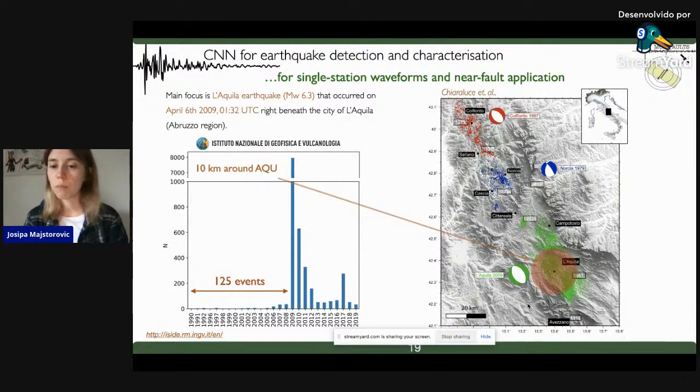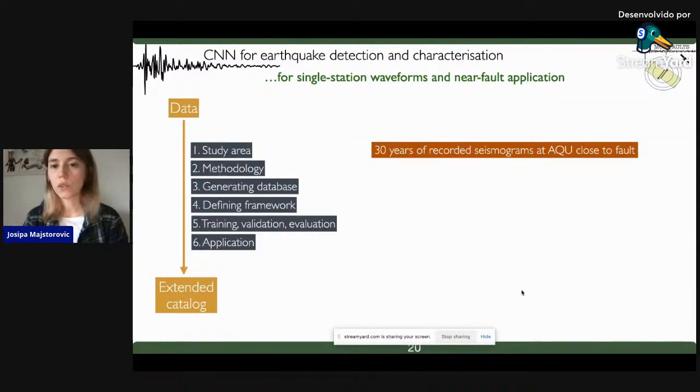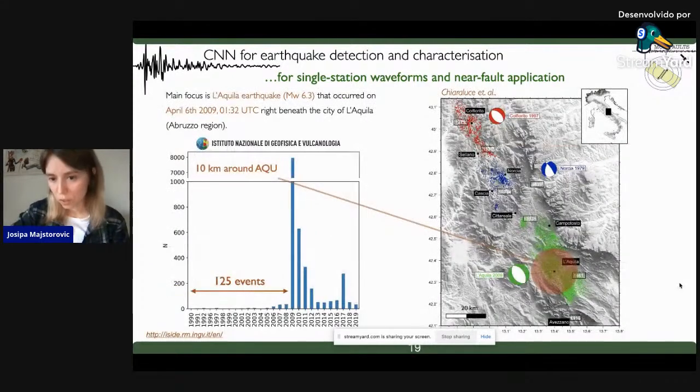define a model, to design a model that can use a single station approach to scan this historical data. And we tried to find help in deep learning. So we have 30 years of recorded seismograms at the station. Yes, I forgot to mention, the station is very close to the earthquake.